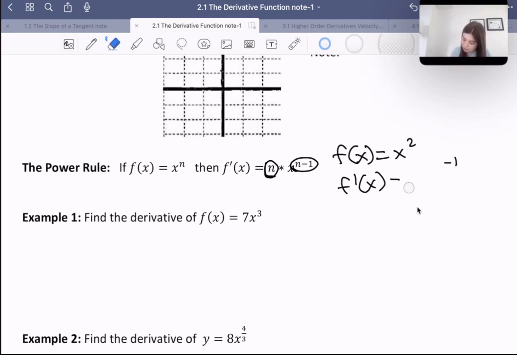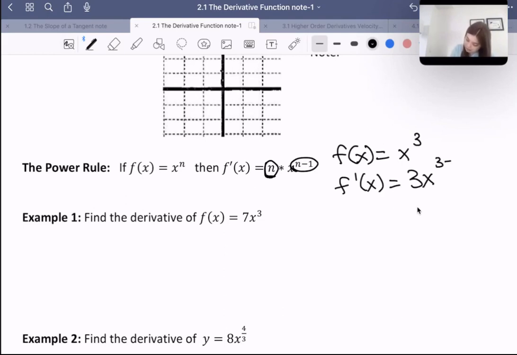I'm going to do one more very simple example to get us going. What is the derivative of f of x equals x cubed? Well, the derivative is equal to 3x to the 3 minus 1, which is 3x squared. So 3x squared is our answer.